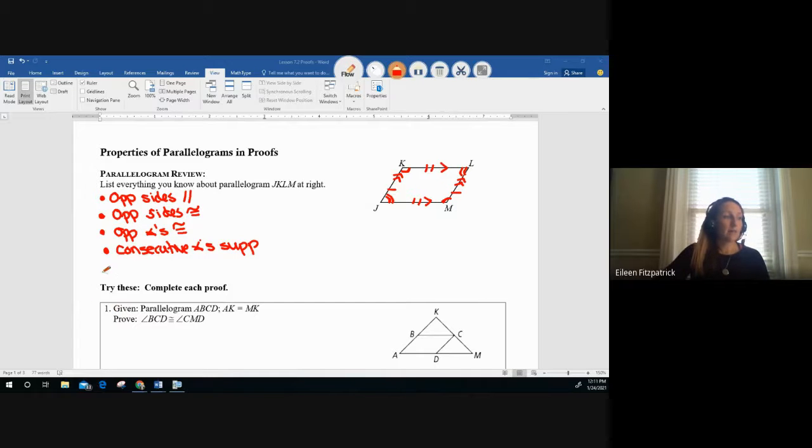Okay. And what's the last thing? There's really no way to mark that. I guess I could, as an example, say the measurement of angle J plus the measurement of angle M equals 180. I'm not going to list all of the different equations. That's just one example.